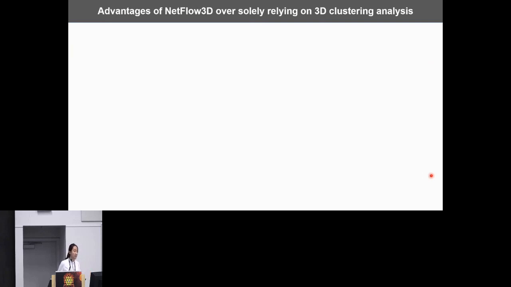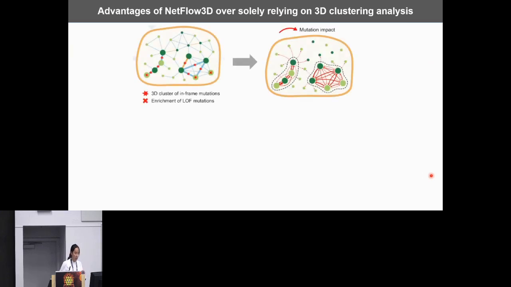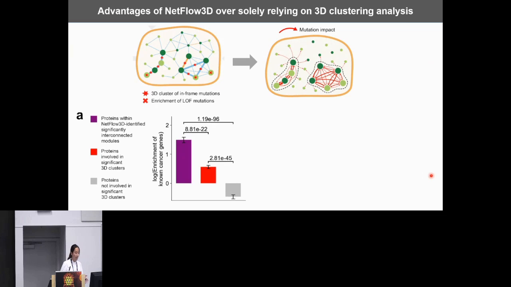first, I want to demonstrate the advantage of NetFlow 3D over simply performing 3D clustering analysis. The advantage manifests in two aspects. First, the dense interconnections among different 3D clusters within the same module reinforce their validity, bolstering our confidence in the molecular level discoveries. This is demonstrated by the fact that these significantly interconnected modules demonstrate much higher enrichment for non-cancer genes compared to those proteins that are identified solely based on 3D clustering analysis, although the latter has already demonstrated pretty good enrichment.